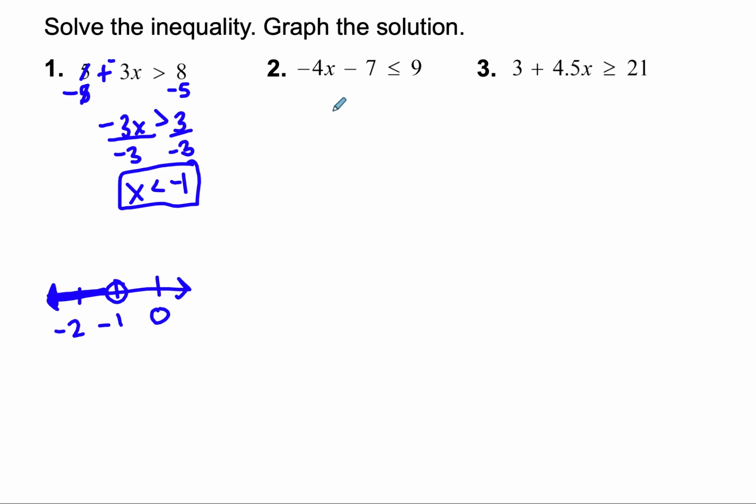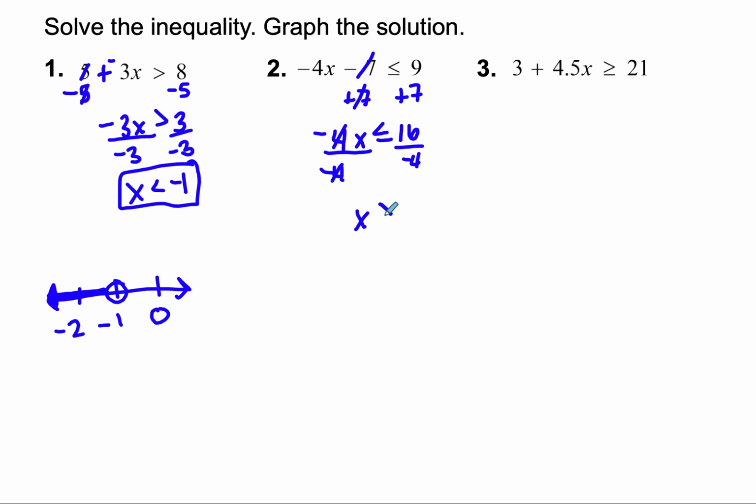All right, let's look at number 2. Negative 4x minus 7 is less than or equal to 9. This is a minus. I'm going to add 7 to both sides. You can do a boom boom to start this one to make it a plus negative 7. Same thing, you're still going to add a positive 7 to both sides to cancel out that negative 7. Negative 4x is less than or equal to, and then 9 plus 7 is 16. So now I need to divide. Here I have a negative 4 I'm dividing by, which means my inequality sign is going to flip.